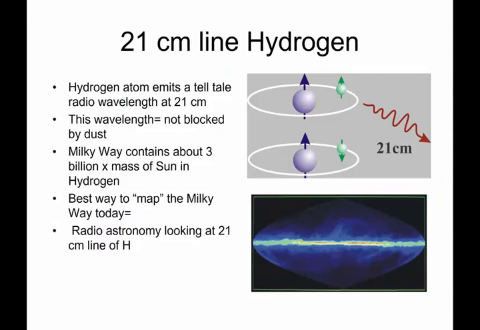One of the other things that's incredibly useful to astronomers is called the 21 centimeter line in the element hydrogen. Hydrogen, as you know, is the most abundant element in the entire universe.